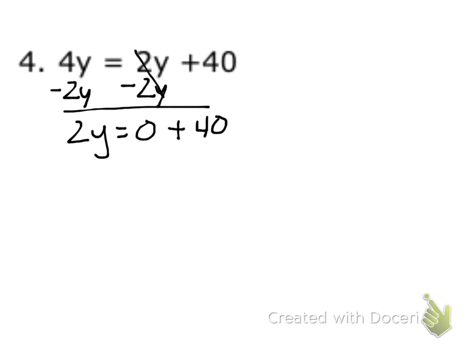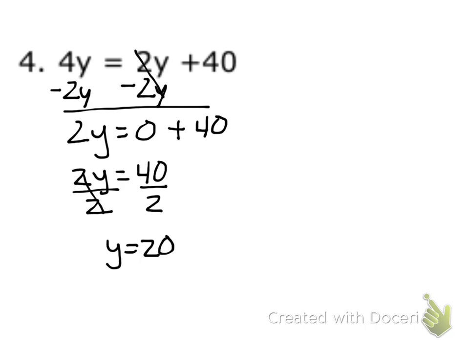And you don't have to write this middle step that I've been writing where I have the 0 in there. If you understand that this is going right to 2y equals 40, I'm fine with you going right to that line. To get y by itself, you're going to divide by 2 on both sides, and we'll get y equals 20.